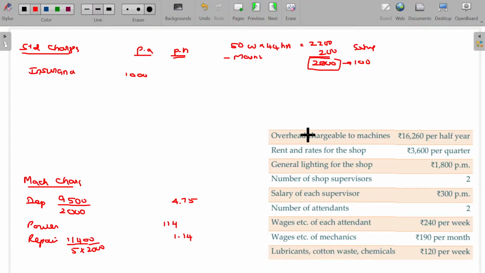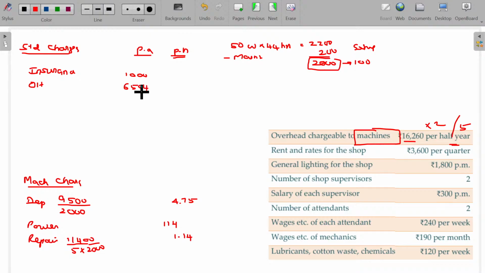Overhead chargeable to machine being this much. Overhead: 16,260 per half year. So we are calculating per annum, then you can multiply by 2 times, for 2 machines, divided by 5. What's the final value?